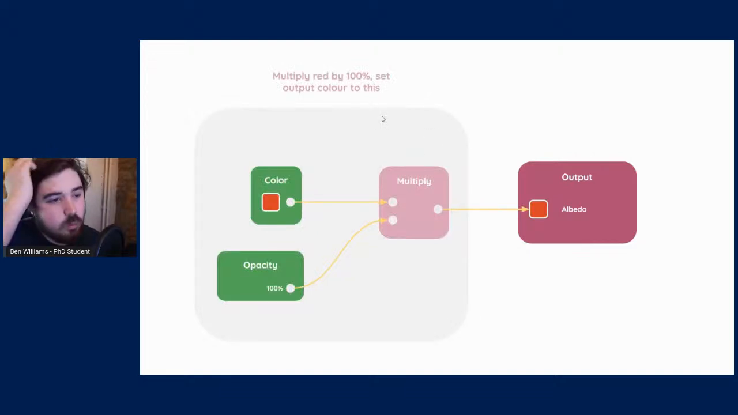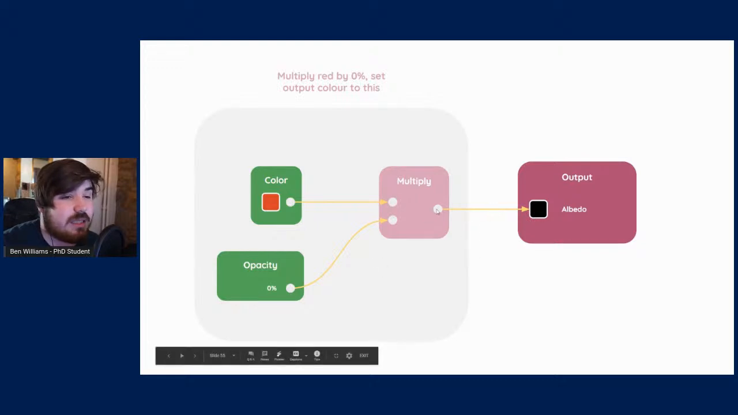So if we read this now, we understand what it's saying: multiply red by 100% and set the output color to this. We look at the inputs of this multiply. The red color is going into this input, and the opacity is going into this input here. So it's going to multiply this red color by this opacity, and then send it off, and this is going to be the color. Red times 100% is, well, red, so we're going to get red. But what if we change this opacity to 0? Red times 0 is going to give us a black color. So you can see that just by changing those inputs, we can get different colors.